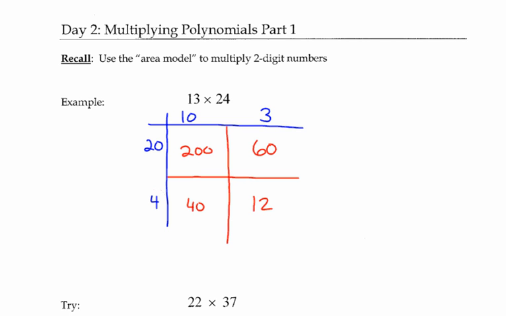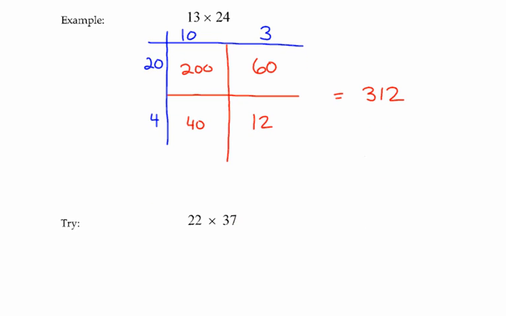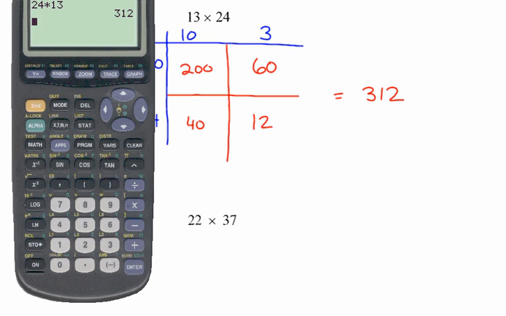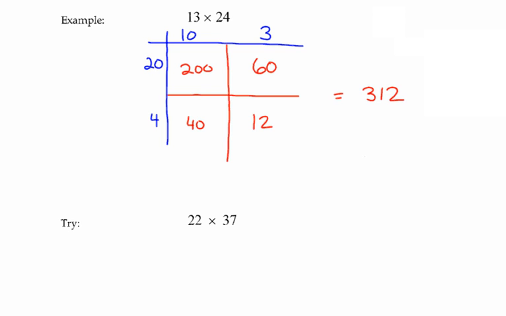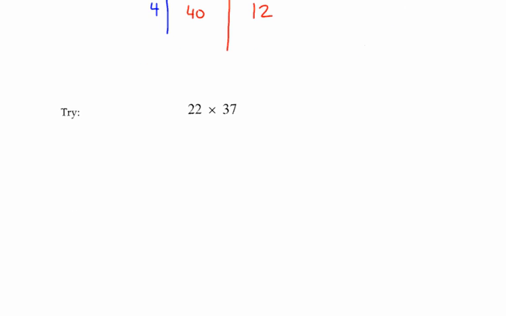And then we add these all together. So 60 plus 40 is 100 plus 200, 312. Okay, so that's how we can multiply using the area model. And if you check in your calculator, 24 times 13 is also 312. Let's do the same idea. Why don't you try this one? Try 22 times 37.